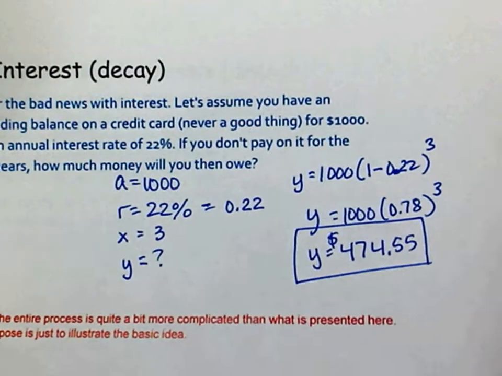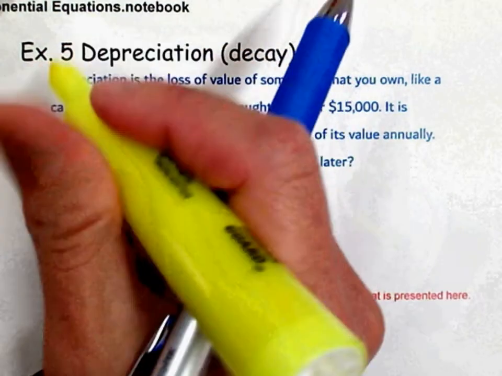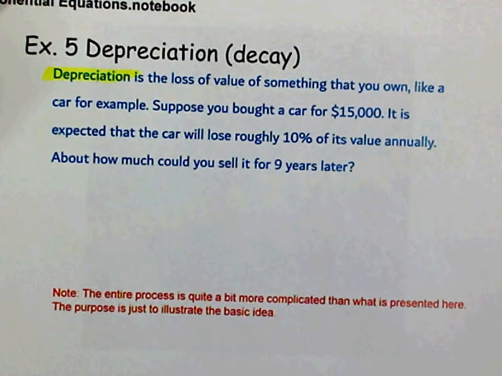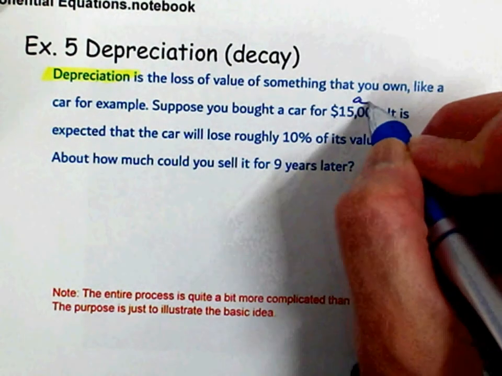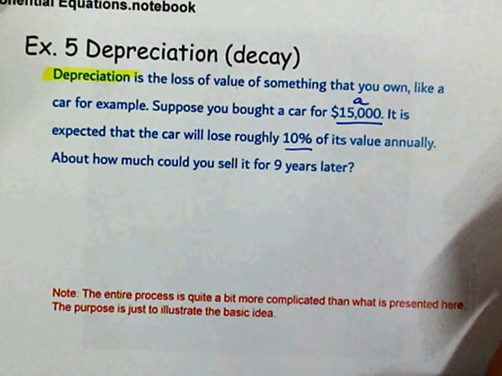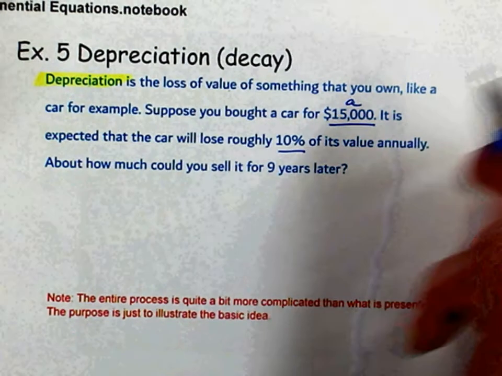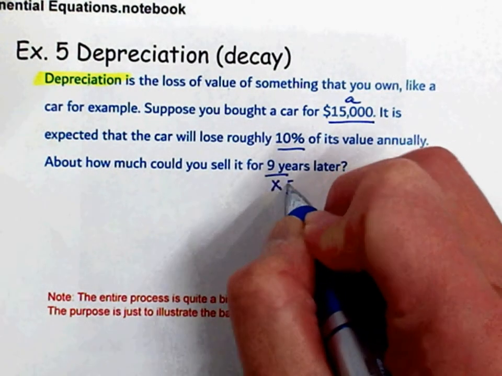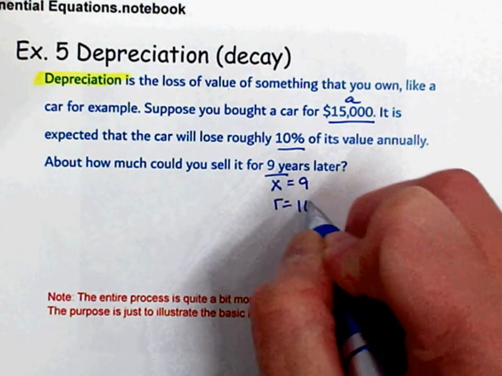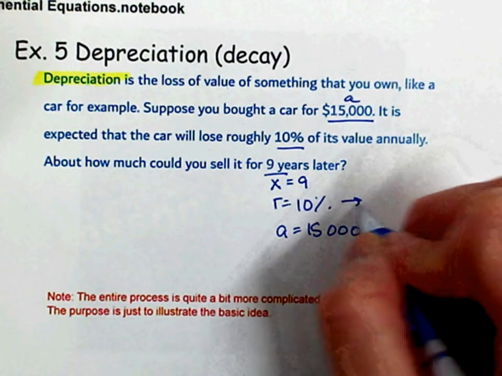Okay, depreciation. Here's another decay problem. Depreciation is a loss of value for something like a car. As soon as you sign the paper and leave the lot, the value goes down, just to let you know. You bought a car for $15,000, there's your A. It is expected the car will lose roughly 10%. Real life, guys, it usually loses a lot more than 10%. How much could you sell it for in 9 years? So x is 9, okay? R is 10%, and you're losing, so you can put a minus in front of it if you like. And A is 15,000. So this is 0.1. Notice it's 10 over 100.